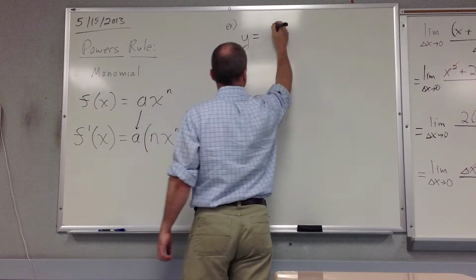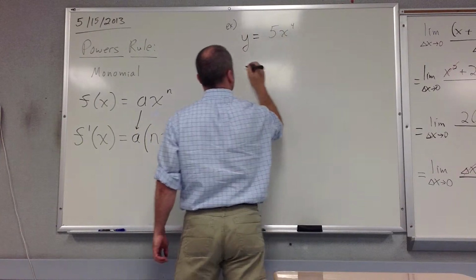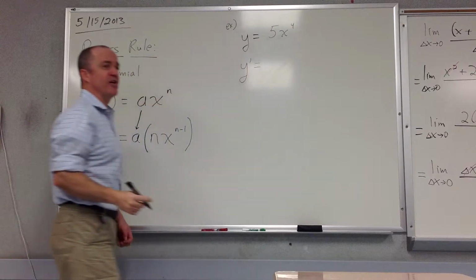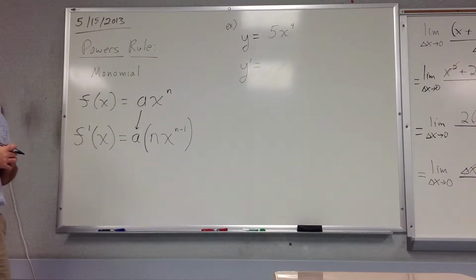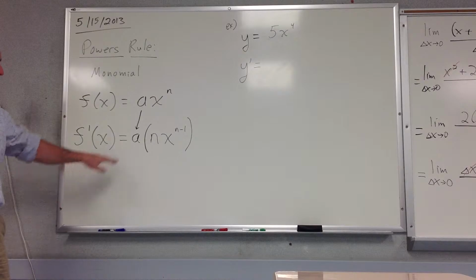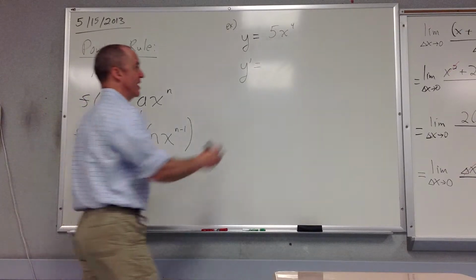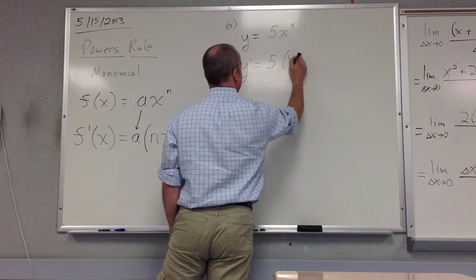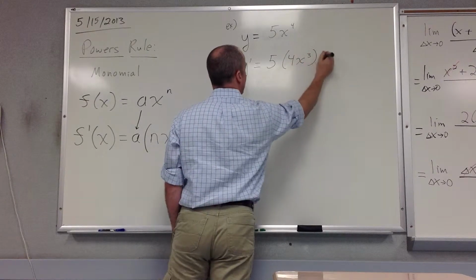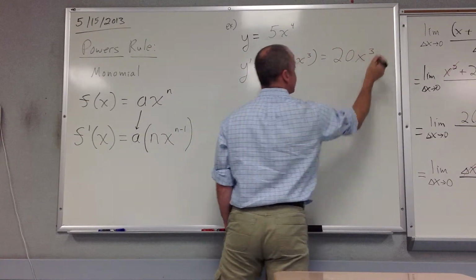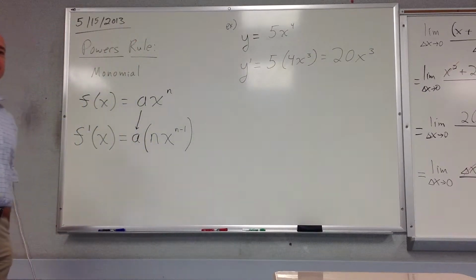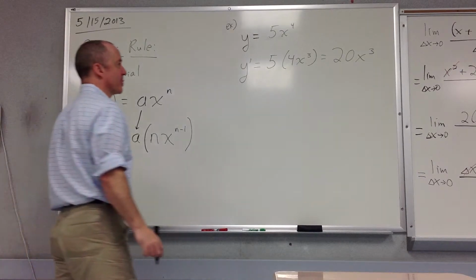Y equals 5x to the fourth. Y prime is a function that will tell me all about the slopes of tangent lines to 5x to the fourth. How would this pattern apply to that situation? You get 5, and then in parentheses 4x to the third. Very good. Or just 20x cubed. That works. Congratulations. You found your first derivative with a powers rule. This is a magical moment.